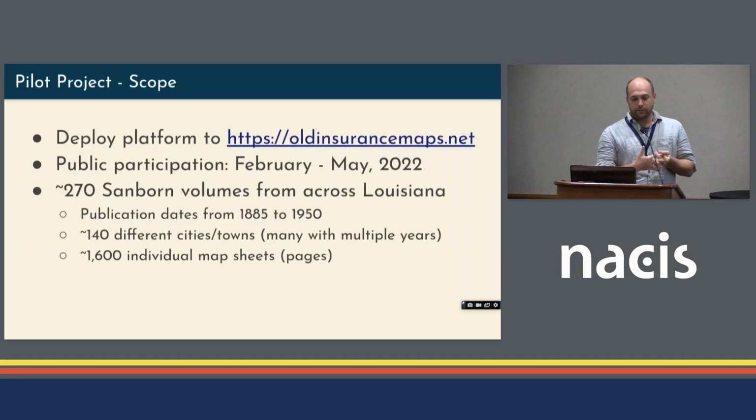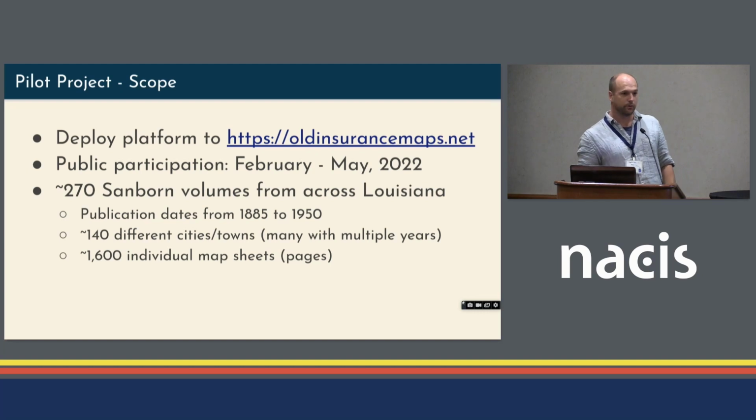So for the pilot project, I deployed the platform to this website, this domain, oldinsurancenos.net. I ran it public, open to anybody, in February through May of this past year, and I geographically and thematically made available all the content across Louisiana. And you'll see why in a second, I suppose. I wanted to focus on older maps, but I didn't want to just open it up to anything.